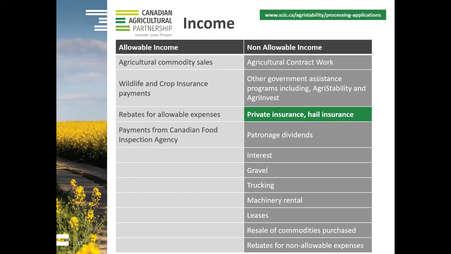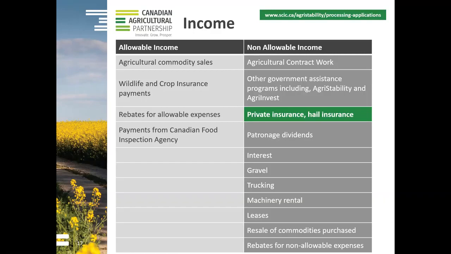Your allowable incomes would be any agricultural commodity sales, any wildlife or crop insurance payments that you receive, any rebates for allowable expenses, as well as any payments from the Canadian Food Inspection Agency. For 2020's AgriStability program, producers who purchase additional risk management coverage for their farm, such as private hail insurance or GARS, Global Ag Risk Solutions, will not have those benefits taken away from their AgriStability benefit calculation. I'll explain that more a little bit later, but in the past, those payments were allowable income.